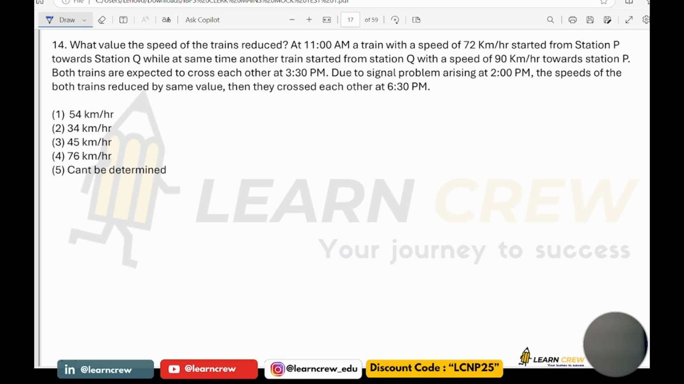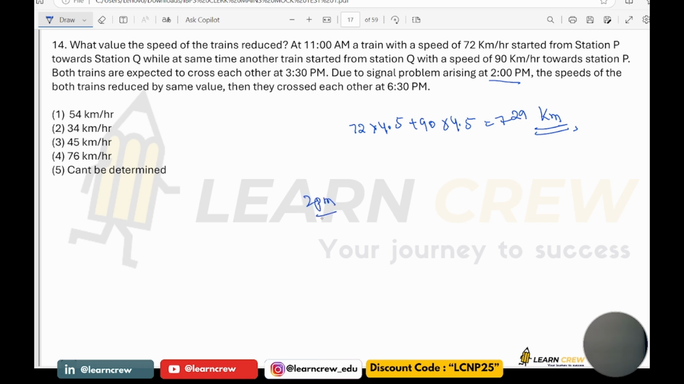So what you can take here, if they are traveling at 72 and 90 km per hour, is 72 into 4.5 hours plus 90 into 4.5 hours. Together it is 729 kilometers, the total distance. Now the distance up to 2 p.m., how much they could travel up to 2 p.m.